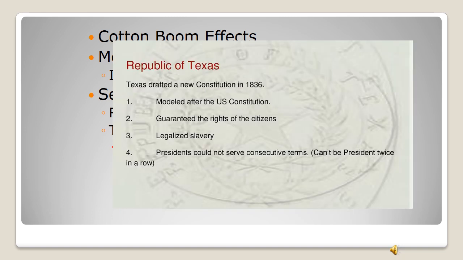The new Republic of Texas created a government similar to the American government that, of course, guaranteed the rights of all citizens except for slaves, who continued to be enslaved, because one of the other first things they did was re-legalize slavery.